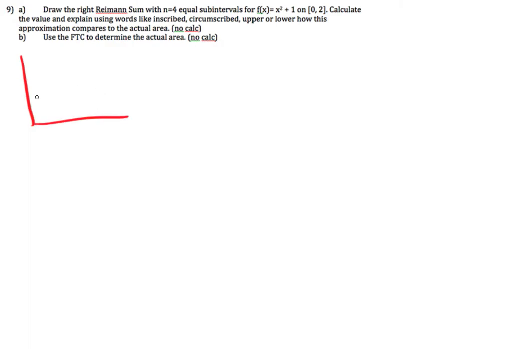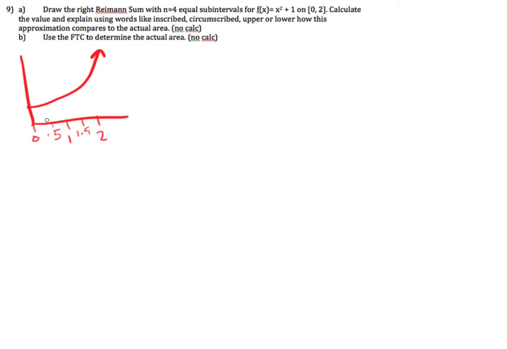So x squared plus 1 is just going to be a parabola shifted up 1. Looking like that, going up. So if we're looking at it from 0 to 2, we're going to do 4 subintervals. We're going to split it into intervals of 0.5 because 2 minus 0 equals 2, divided by 4 equals 0.5. So we do that, we split it up.